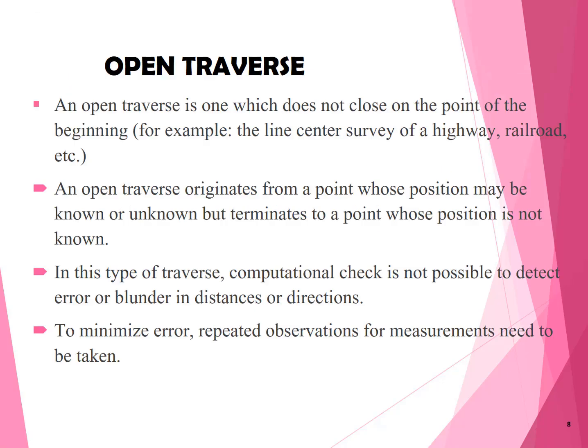Open traverse. An open traverse is one which does not close on the point of the beginning. For example, the center line survey of a highway, railroad, etc. An open traverse originates from a point whose position may be known or unknown but terminates at a point whose position is not known. In this type of traverse, a computational check is not possible to detect error or blunder in distances or directions. To minimize error, repeated observations or measurements need to be taken.